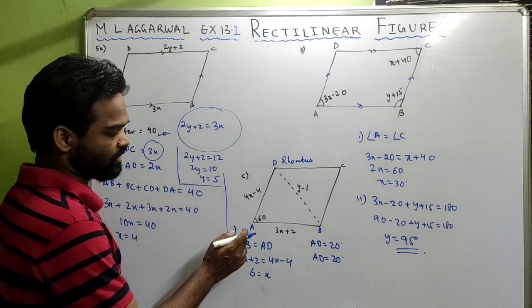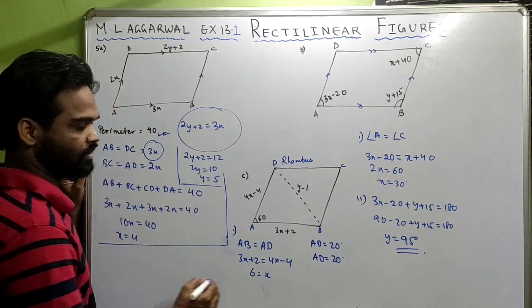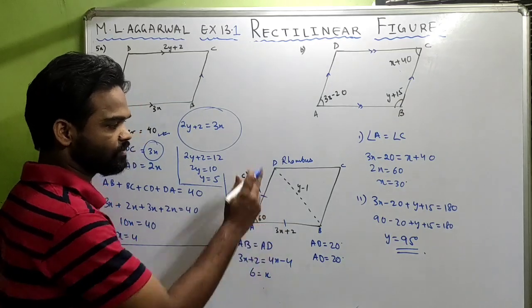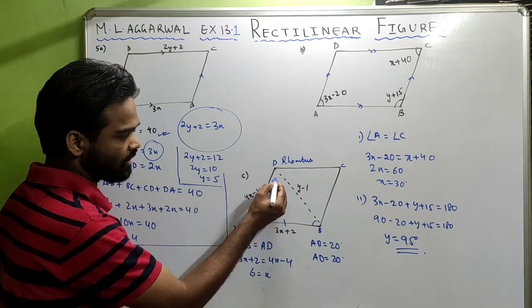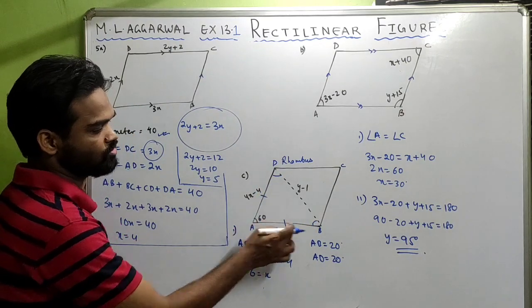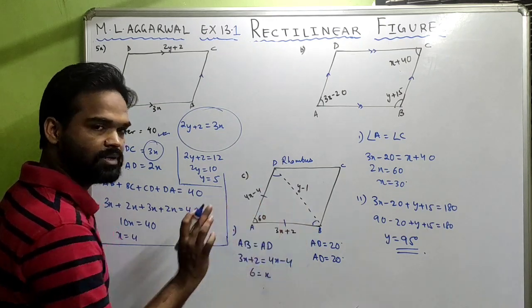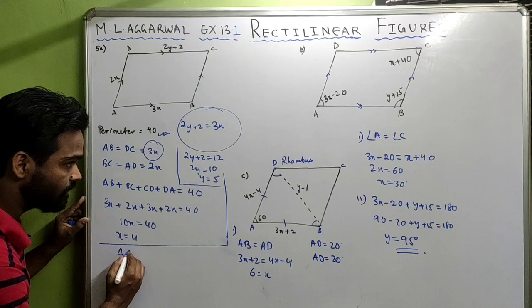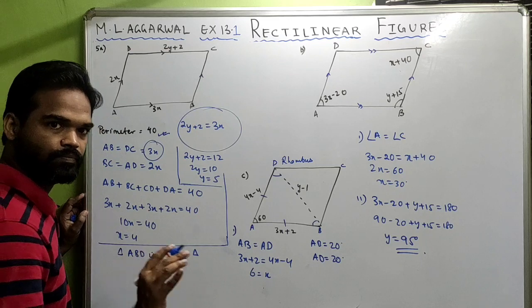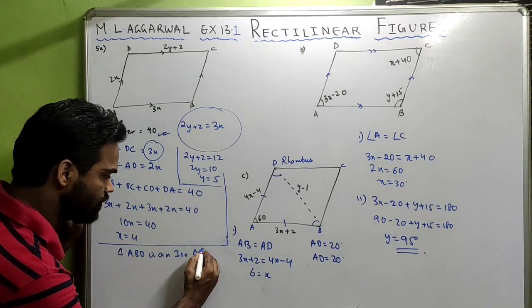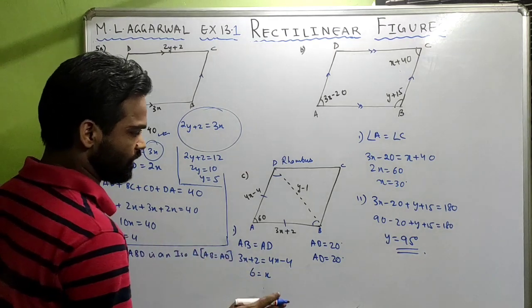Now, look at triangle ABD. Just look at that triangle ABD. AB and AD are equal, which means it's an isosceles triangle. In an isosceles triangle, this angle and this angle will be equal. The angle opposite to AB is angle D, and the angle opposite to AD is angle B. They'll be equal. Triangle ABD is an isosceles triangle, because AB is equal to AD. Am I clear? Now look carefully.